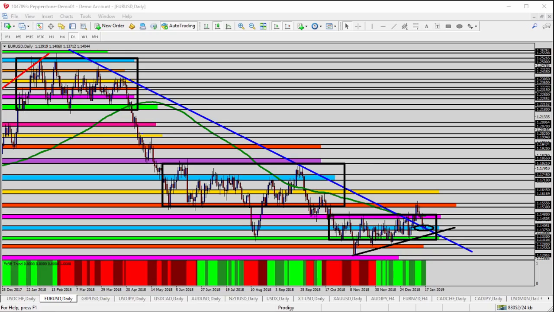Today we're looking at the EURUSD, the euro versus the US dollar, for today's trade analysis. Overall, this currency pair has been in a downtrend for quite a long time. We go all the way back about a year ago, January or February of 2018. We started this long journey all the way down into the bottom right hand corner of the chart.